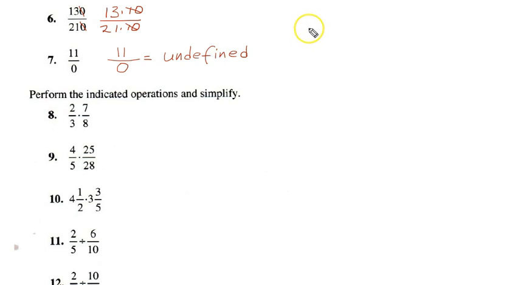And keep in mind this one, 0 over 11, is 0. 11 times 0 is 0. But when it's divided by 0, watch this, because many students get this confused. It's undefined.